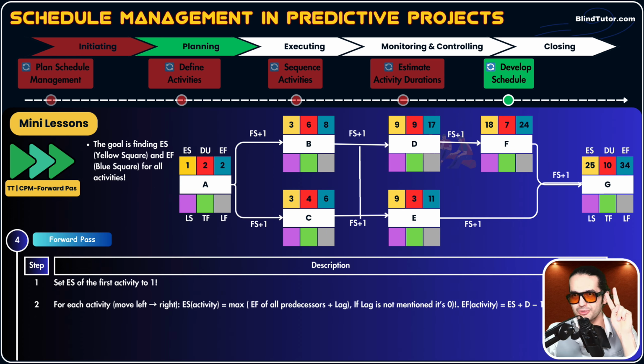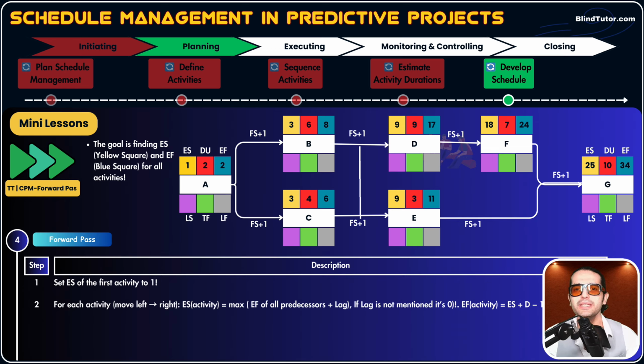We used fingers to calculate. Now let's use the formula and see if it works. The formula says to calculate EF equals ES. What's ES, guys? 1. ES of activity A is 1 plus D. What's the duration? 2. So 1 plus 2 minus 1 equals 2. So both the formula and finger calculation led to what number? 2. So we found the EF of activity A as 2.